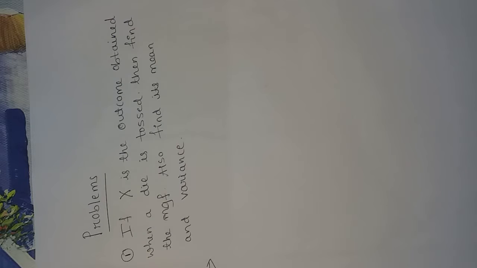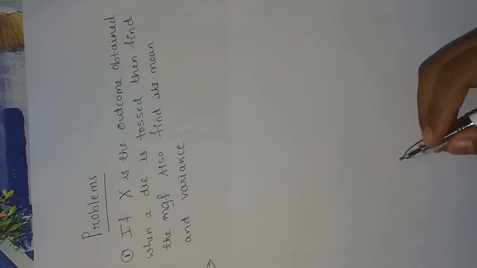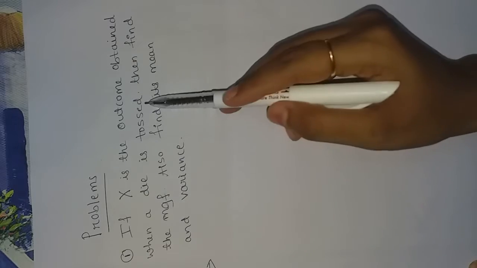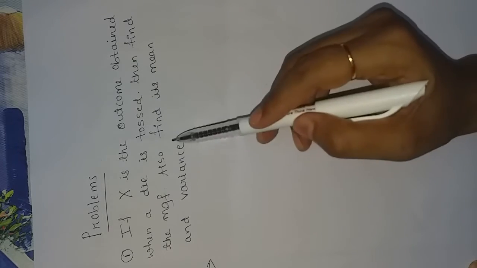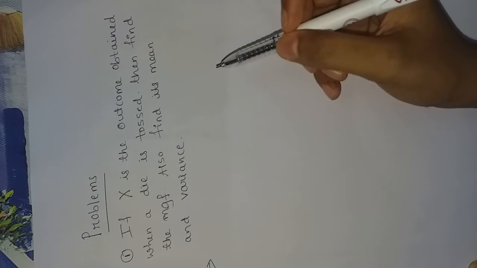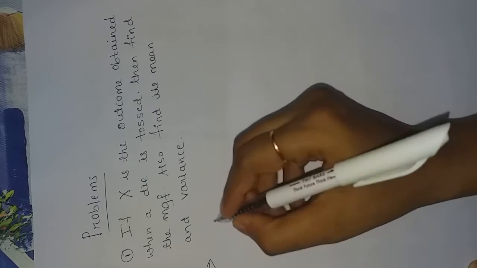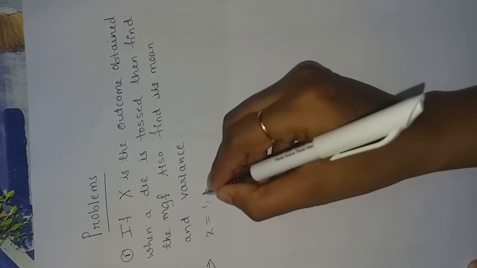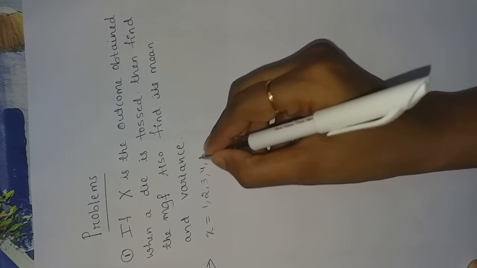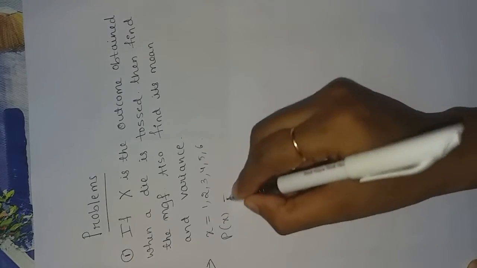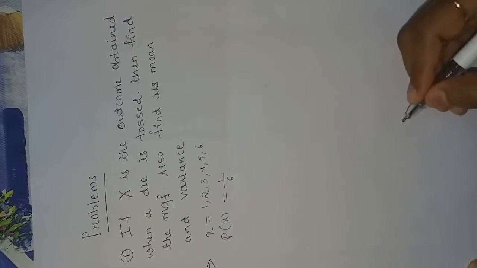Now I will solve some problems on moment generating function. If X is the outcome obtained when a die is tossed, then find the MGF and also find its mean and variance. So here X is a discrete random variable where X takes the values 1, 2, 3, 4, 5, 6, and the probability of each outcome when a die is thrown is 1 by 6.